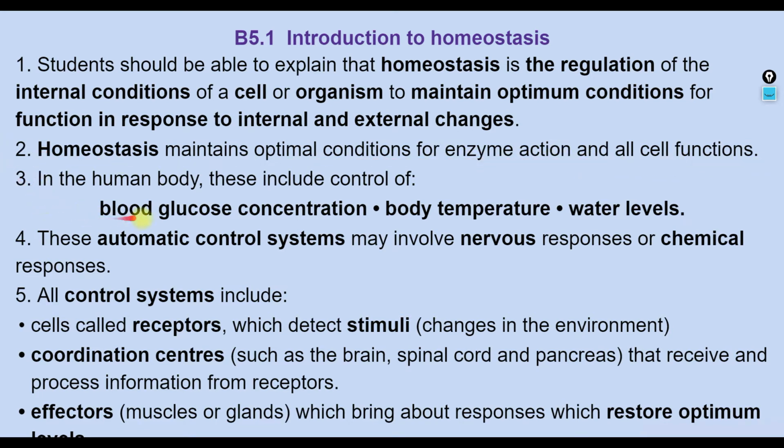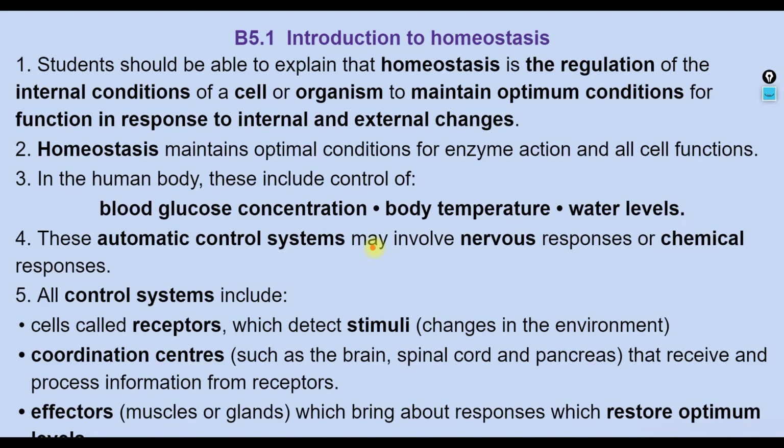And part 3 gives us 3 good examples of homeostasis: keeping blood glucose the same, keeping body temperature the same, keeping levels of water inside your body the same. How do we do it? We use automatic control systems.